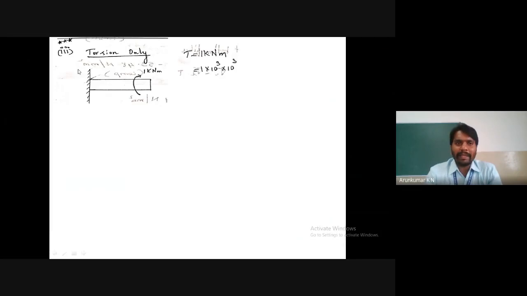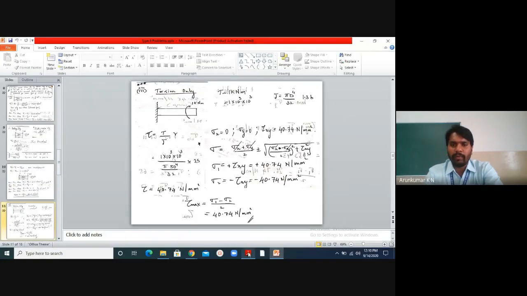Look at this. The third case is the cantilever member with a diameter of 50 mm and length of 250 mm. It is subjected to a torsional load of 1 kilonewton meter. So convert kilonewton to newton and meter to mm, because we need to maintain the same unit throughout. The load is in newton, and the diameter and length are in mm. Kilonewton to newton is 10 to the power of 3, meter to mm is 10 to the power of 3. The J value is available in the data book, which I have shown you.